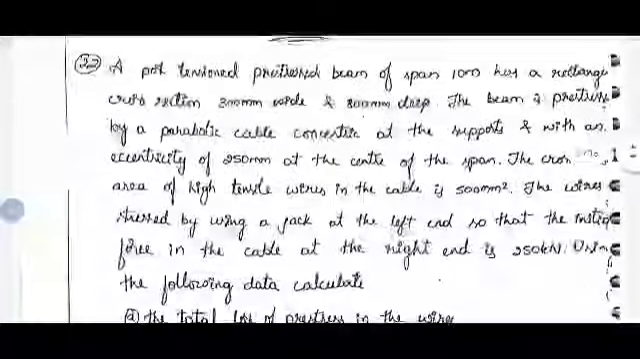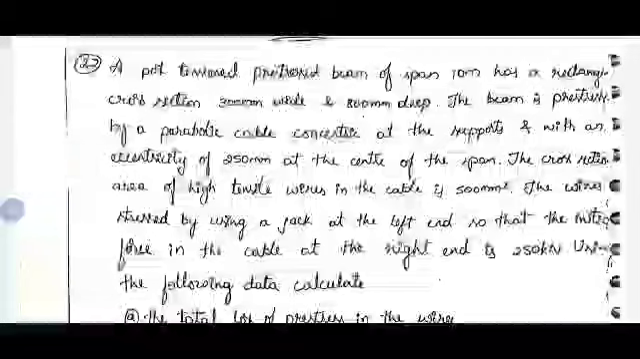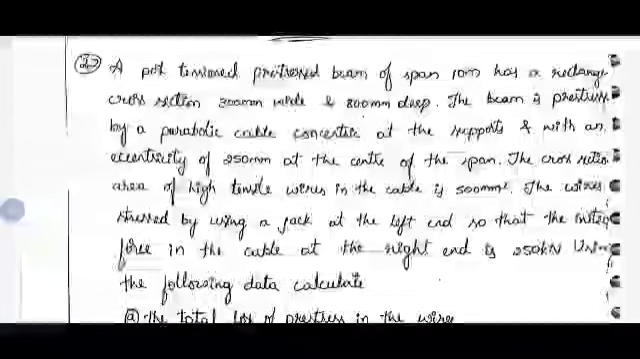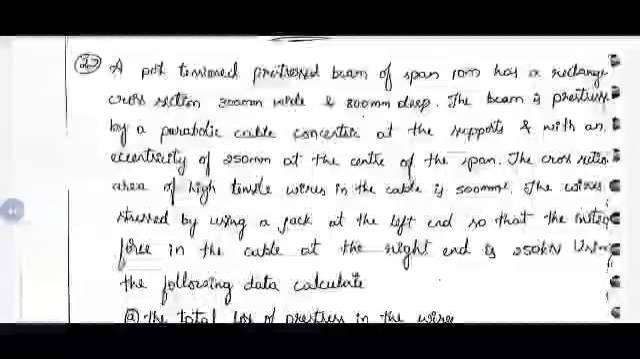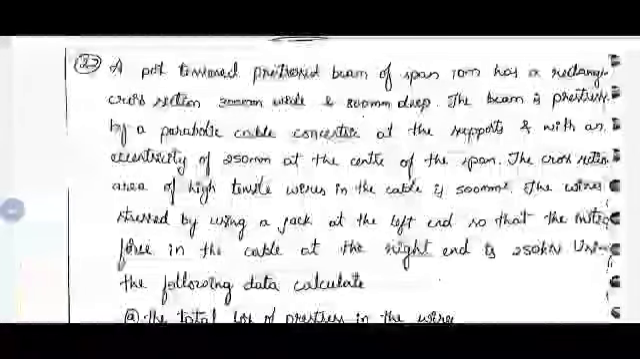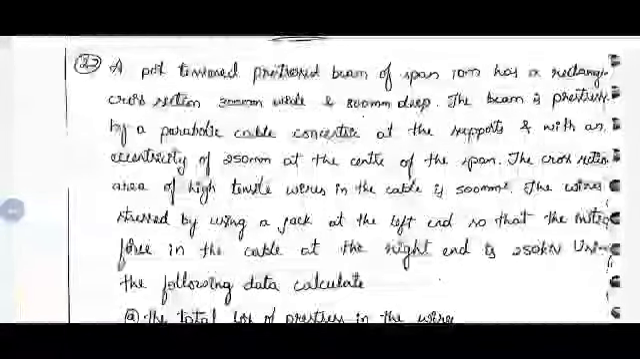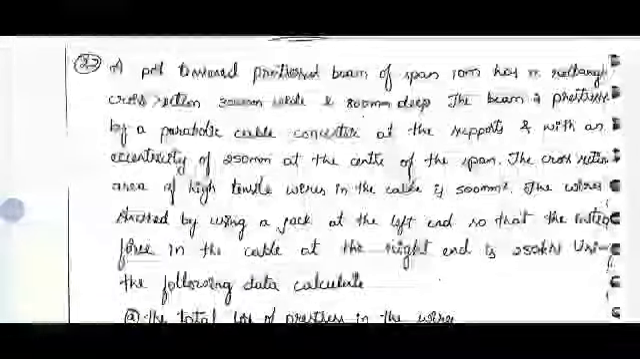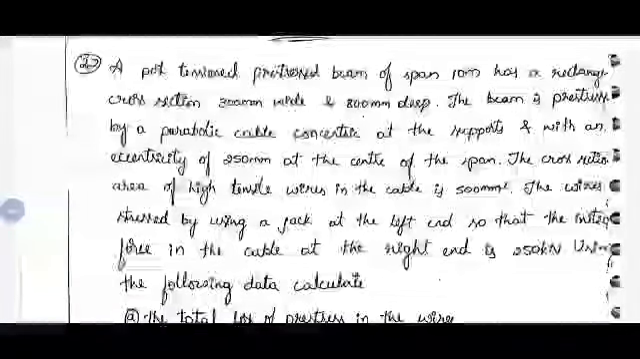Next problem: a post-tensioned pre-stressed beam of span 10 meter has a rectangle cross section 300 mm wide and 800 mm deep. The beam is pre-stressed by a parabolic cable concentric at the supports and with an eccentricity of 250 mm at the center of the span. So it is parabolic profile. The cross section area of high tensile wires in the cable is 500 mm square.